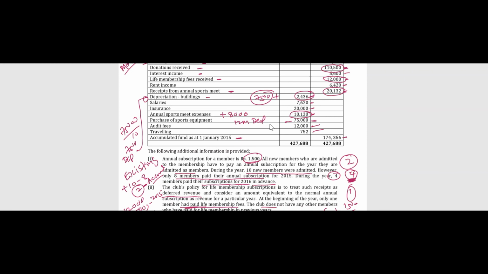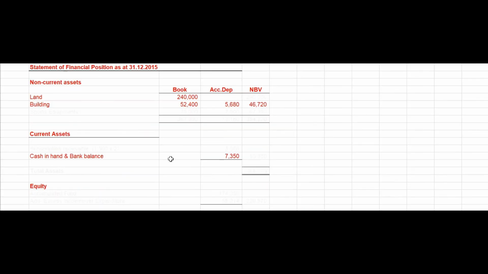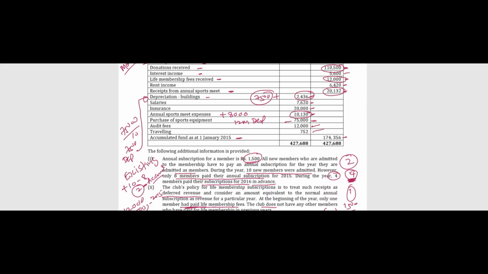Then purchases of sports equipment, 75,000. This amount goes to the balance sheet. Okay, how much is the cost? 75,000. We provided depreciation 7,500. So this is the net book value. So you can total this up. So this will be your total net book value from the asset side.